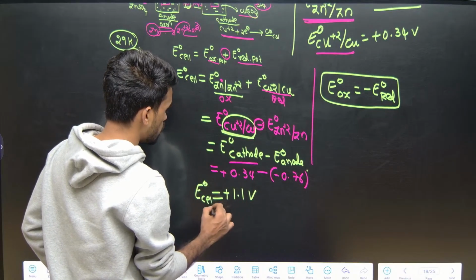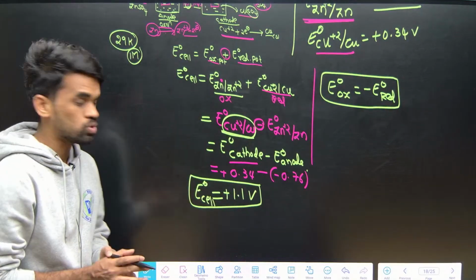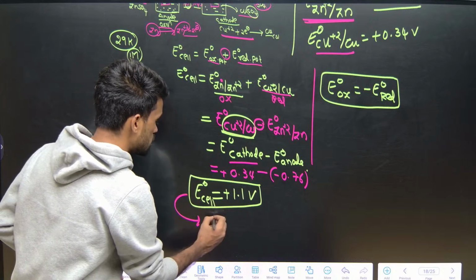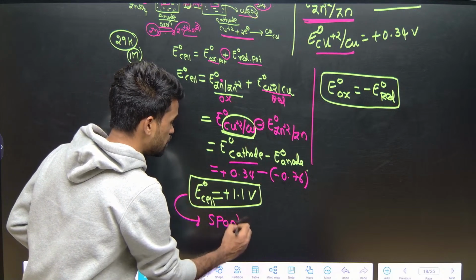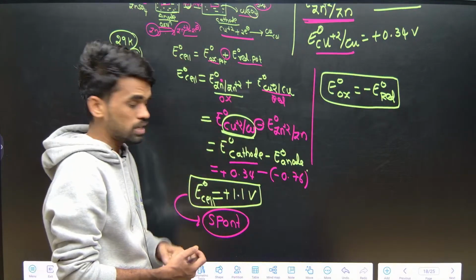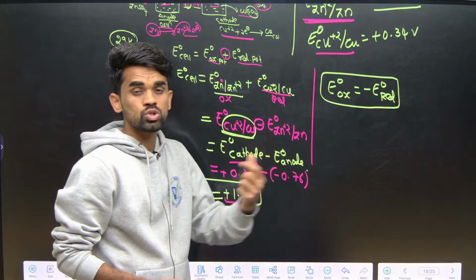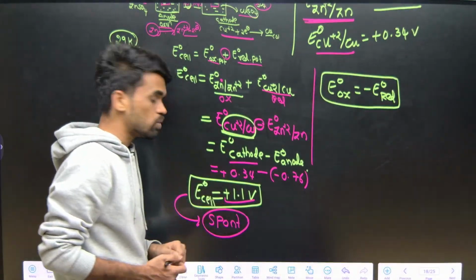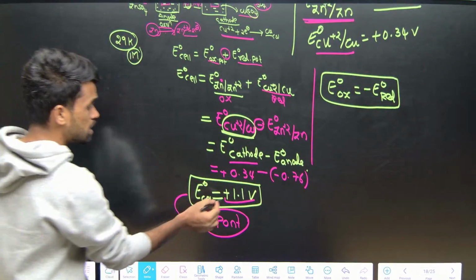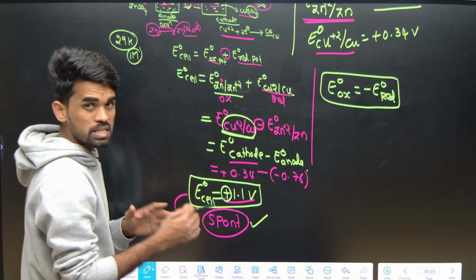So now what you got to know: when the E naught cell value is positive, the reduction potential of that cell is positive, then you can say this reaction is taking place spontaneously. It means whatever redox reaction we have written is taking place spontaneously, and this much potential is generated through the cell. How much? 1.1 volt of potential is generated through that cell. So whenever it is a positive value, yes, you can say it is a spontaneous process. Yes, we can make a cell using it.